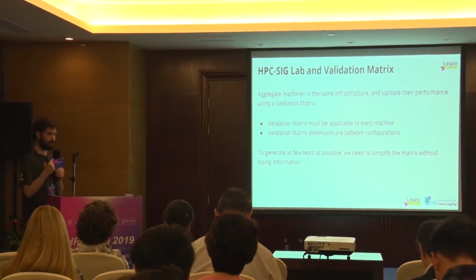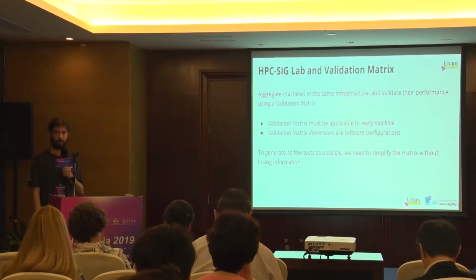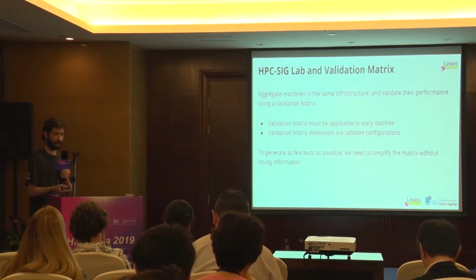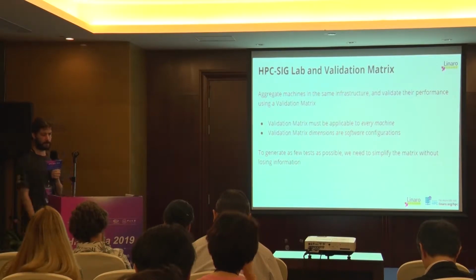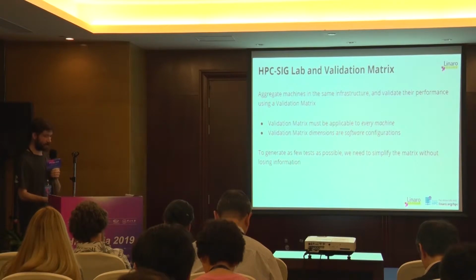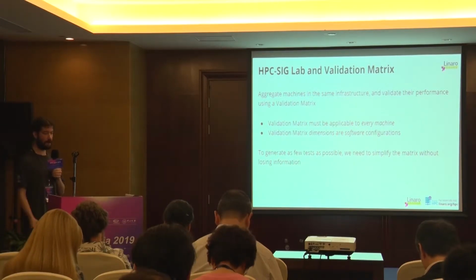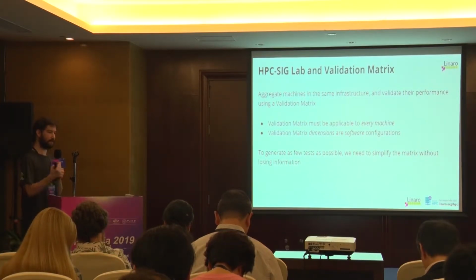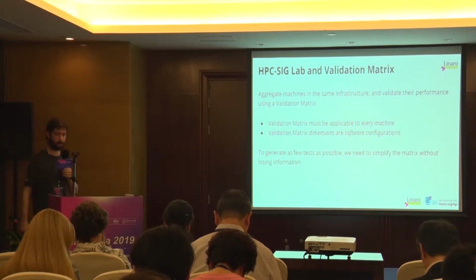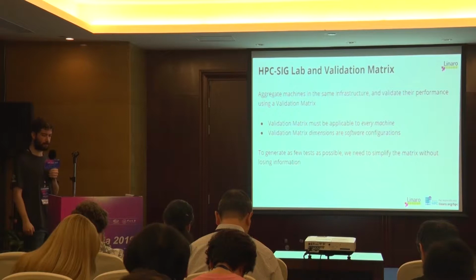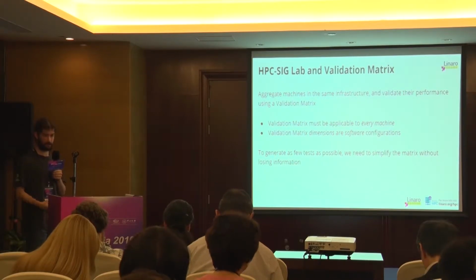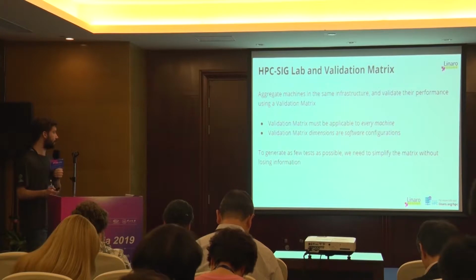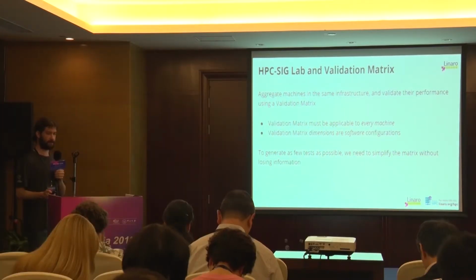The validation matrix must be applicable to every machine. This is very important because we have to have the same base of tests to compare them. And the validation matrix's dimensions are the different software configurations that we can have in an HPC environment. Of course, we need to take that matrix and generate as few tests as possible, to have a CI loop that goes as fast as possible, all of that without losing information. This is critical.